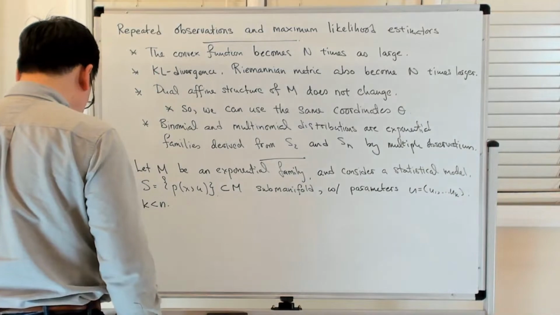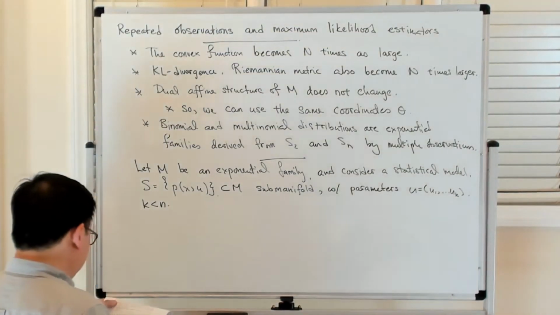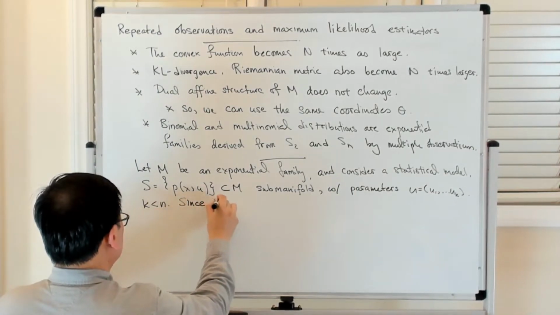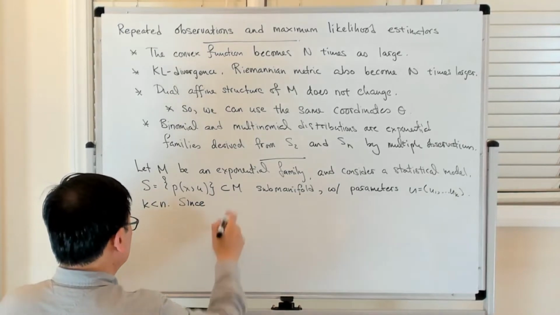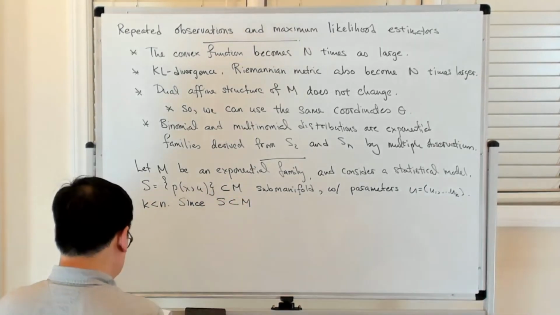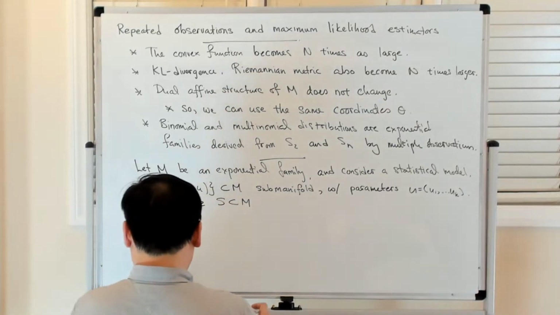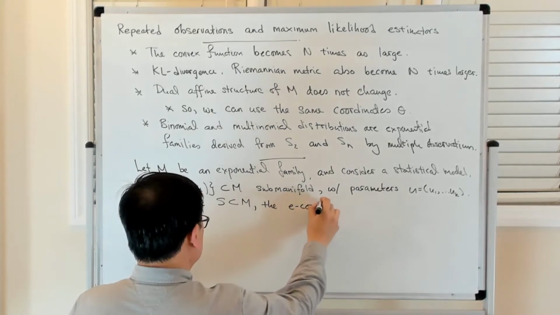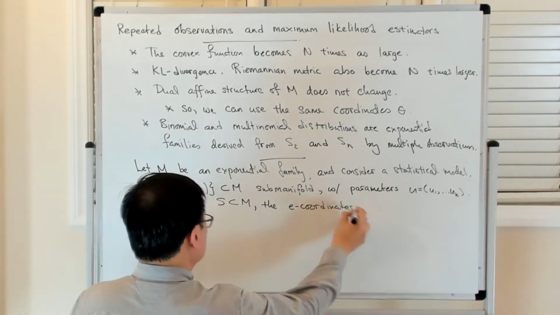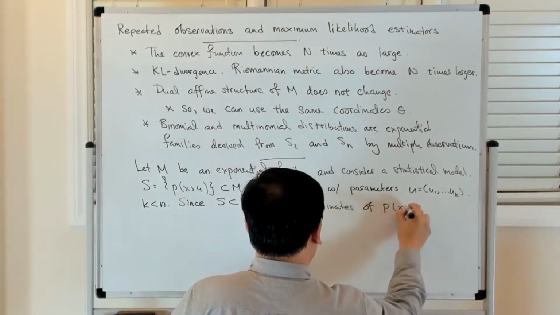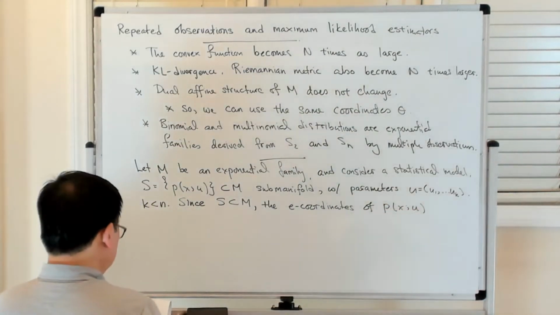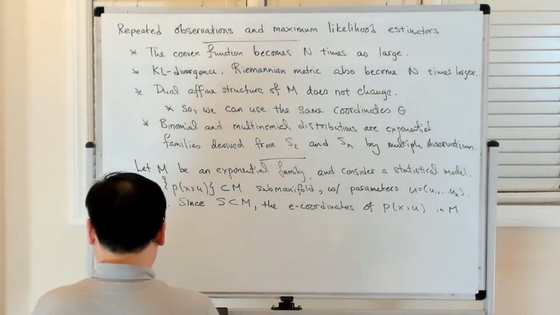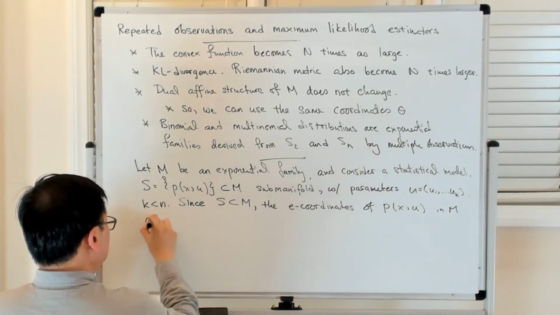All right, so what happens now? Since S is contained in M, this set of possible statistical models is contained in the exponential family. So the E coordinates of these probability distributions P of x and u in M are determined in terms of u.